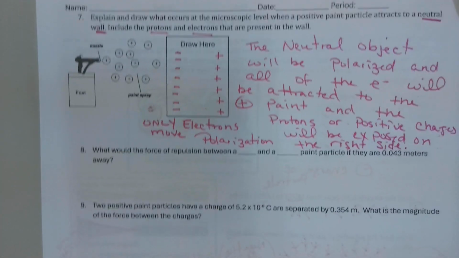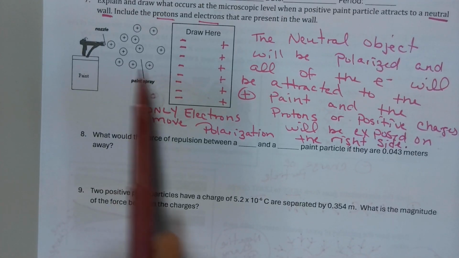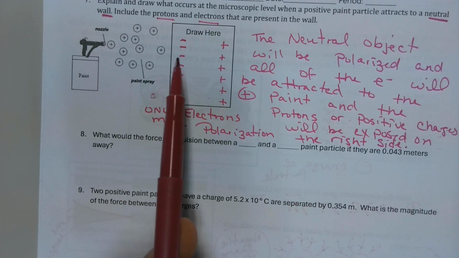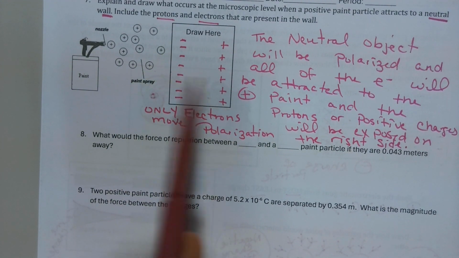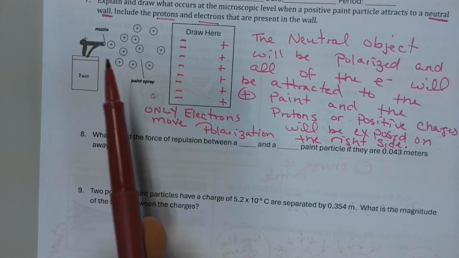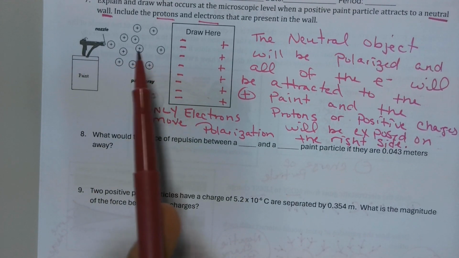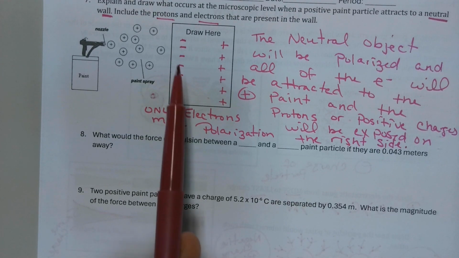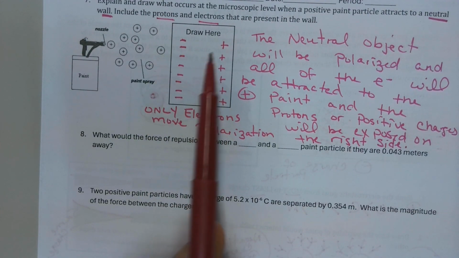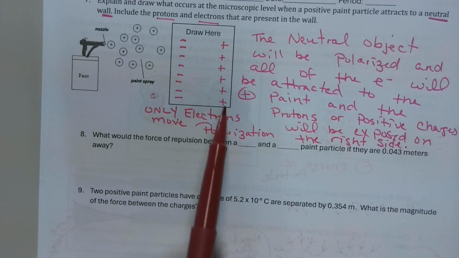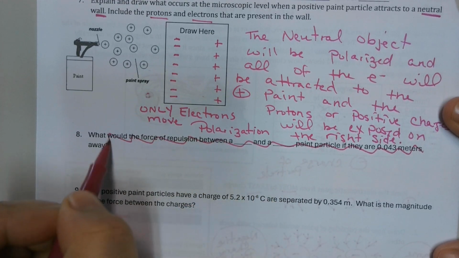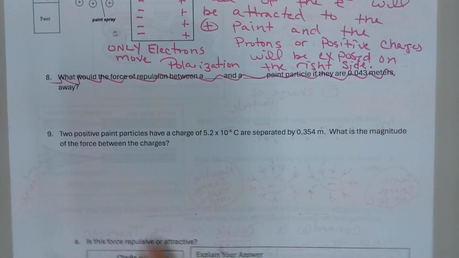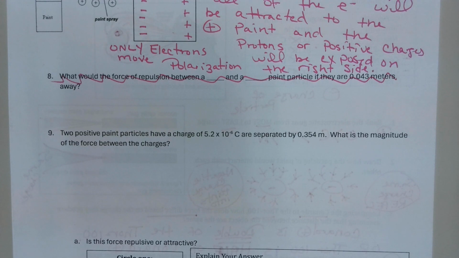Mainly what I want you to be able to tell me here is that the neutral object gets polarized because these negative charges are either going to move towards the nozzle or away from the nozzle. In this case, they're moving towards the nozzle because you have positive charges. If these were negative charges, then you would write all of the positive charges here, because all of the negative charges would be pushed away and would end up on this side of the wall. Okay? Number 8, you don't have to do. But you have to make sure you can do these problems, and then you can put them in the calculator.